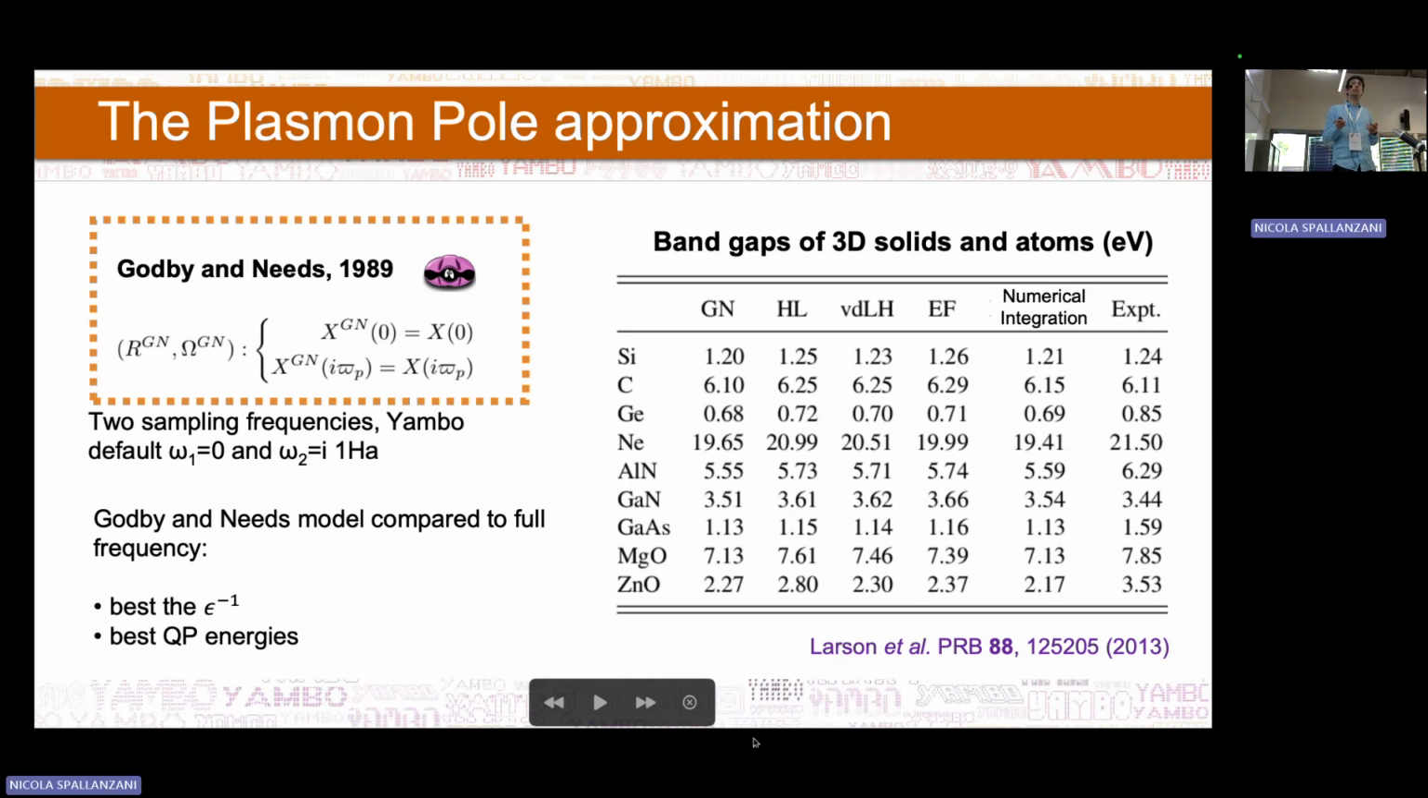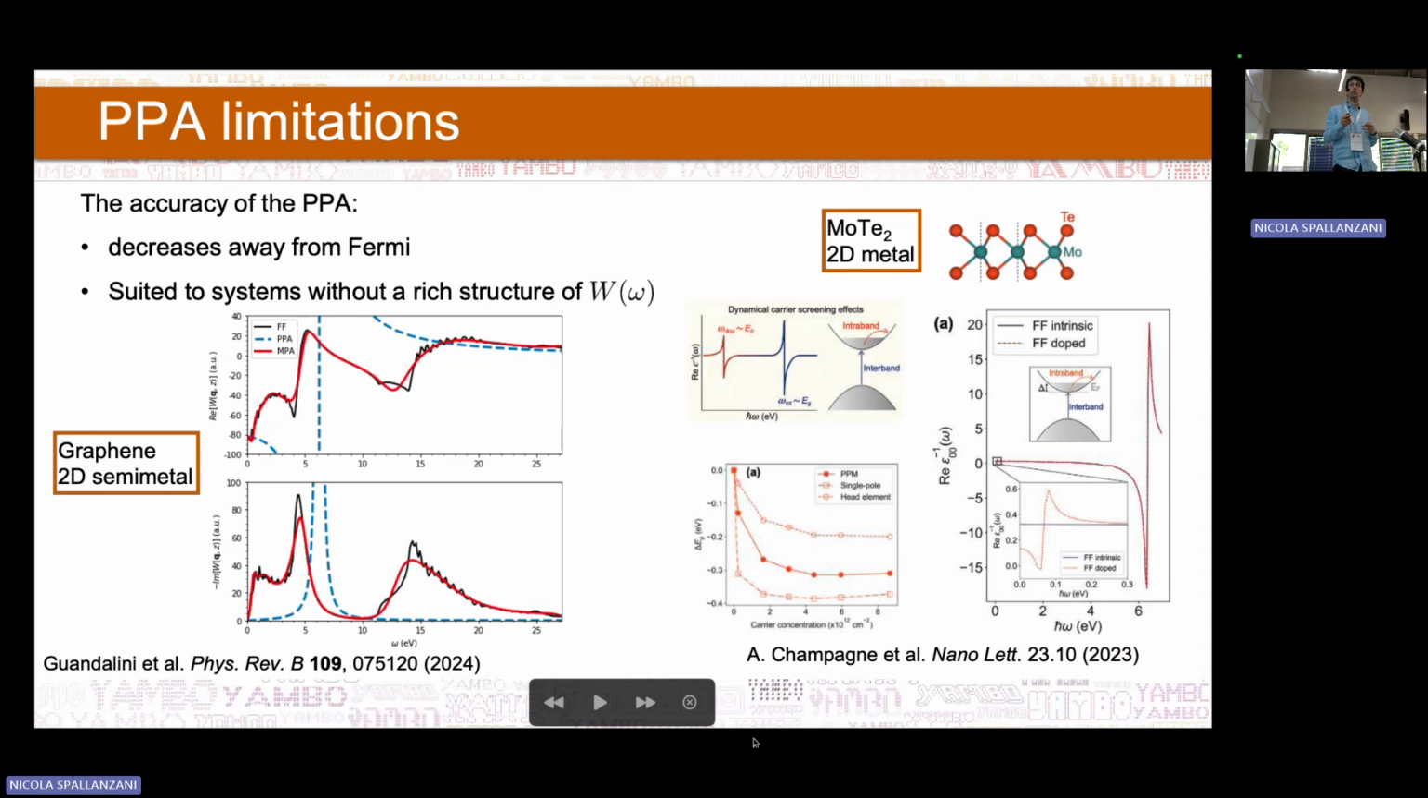However, it's not always the case. There are cases in which, in fact, the plasmon-pole model has limitations. In particular, its performance tends to worsen as you move away from the Fermi energy. And it has problems, in particular, dealing with systems where W cannot be approximated by a single peak, but actually W may have more than one peak.